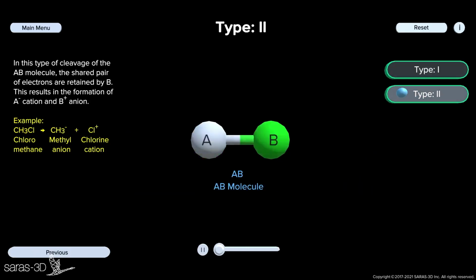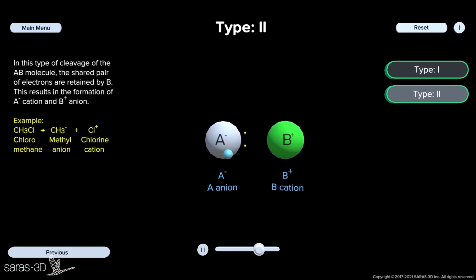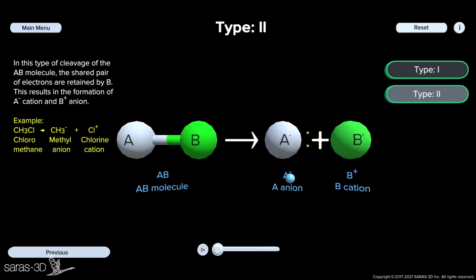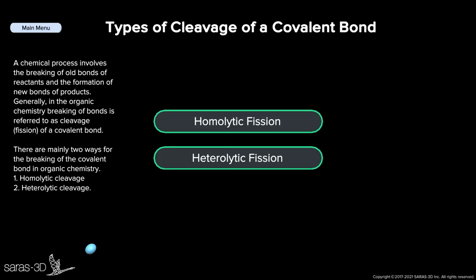Alright. Now let's take a look at type 2. So what happens here in this molecule? Let's assume that the electronegativity of atom A is more. Now what will happen? This shared pair will be shifted more towards atom A. So the heterolytic cleavage of this very bond is going to result in the formation of an A minus anion and a B plus cation. So this was all about heterolytic fission.